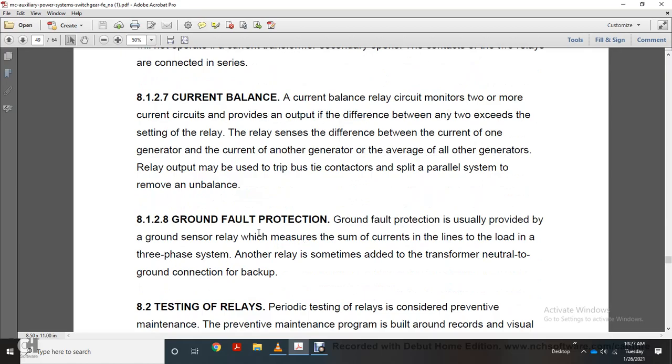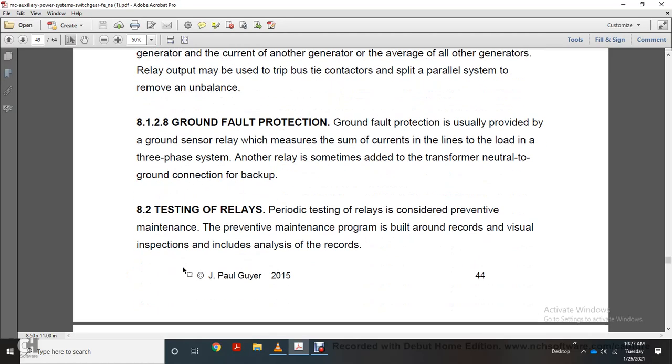Ground fault protection is usually provided with a ground sensor relay that measures the sum of the currents of the lines of the load in the three-phase system. Another relay is sometimes added at the transformer neutral to ground connection as a backup.